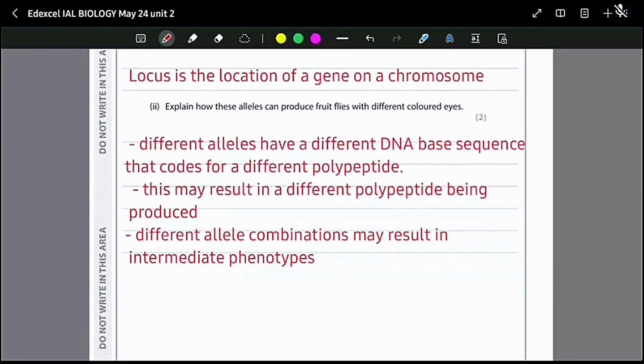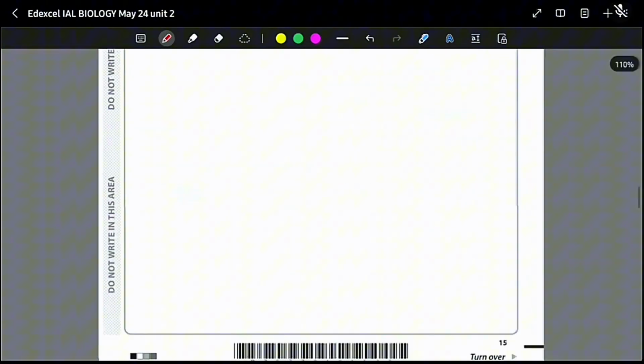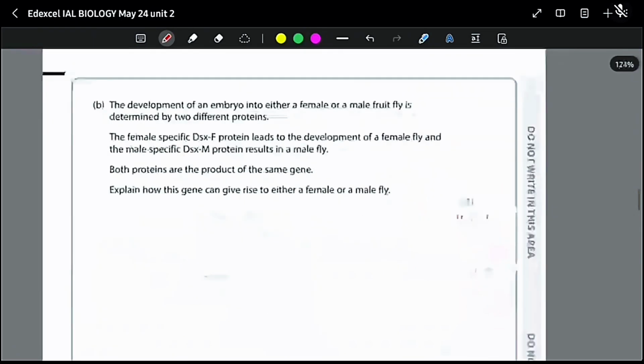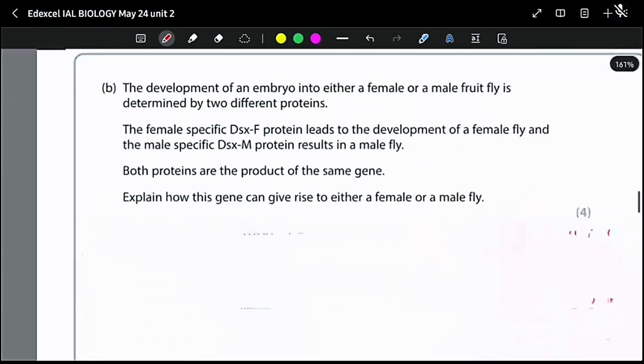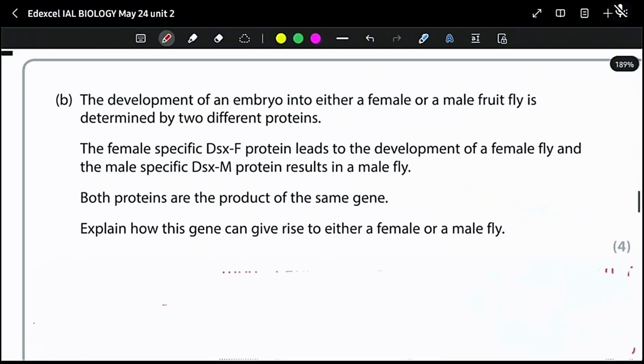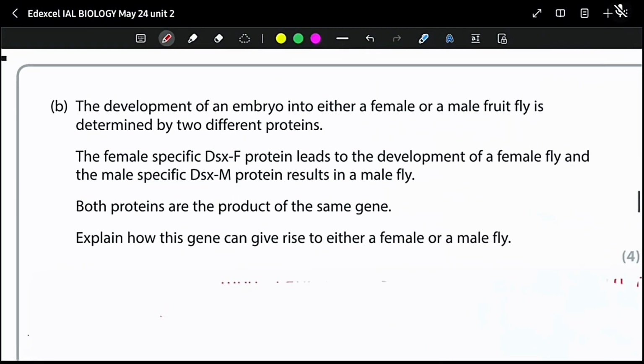Next question. B. The development of an embryo into either a female or a male fruit fly is determined by 2 different proteins. The female specific DSXF protein leads to the development of a female fly, and the male specific DSXM protein results in a male fly. Both proteins are the product of the same gene. Explain how this gene can give rise to either a female or a male fly.